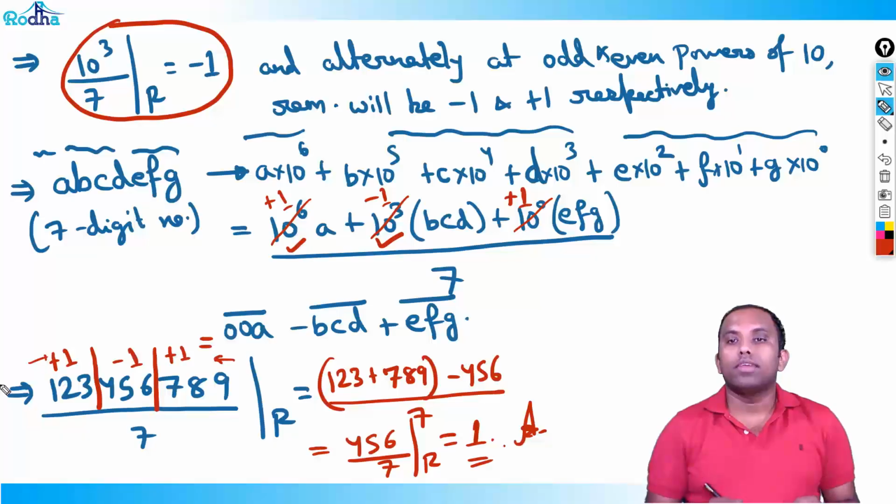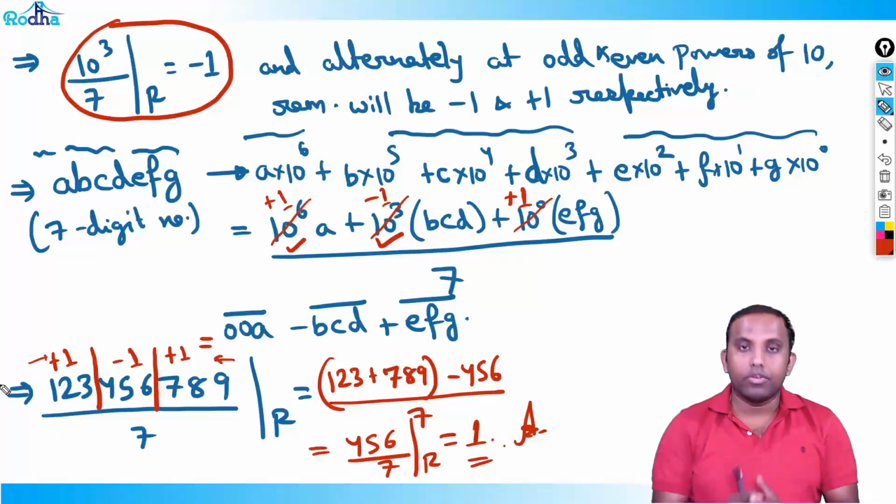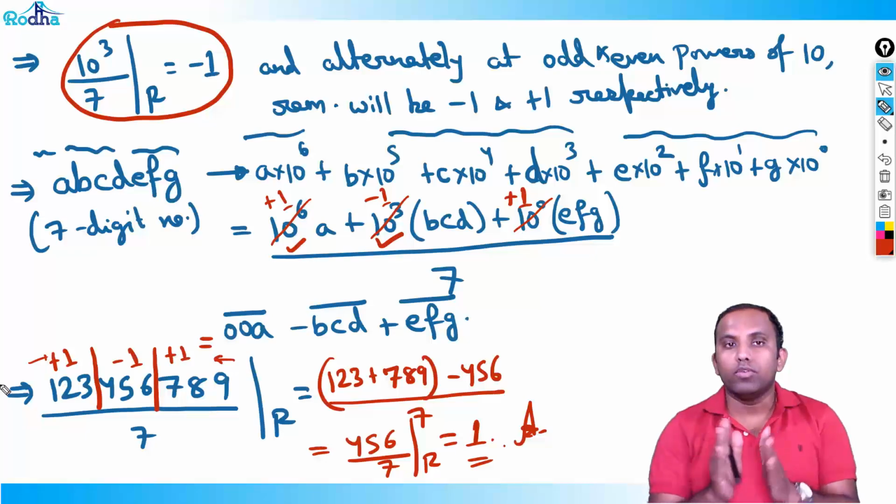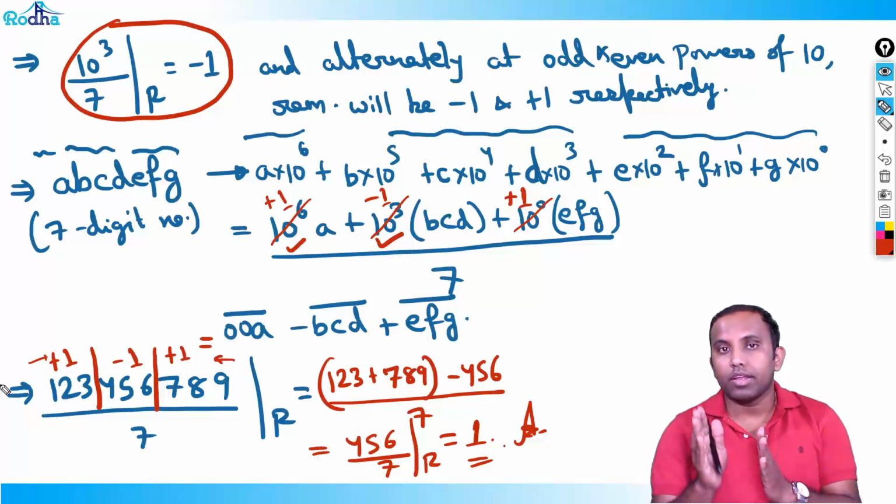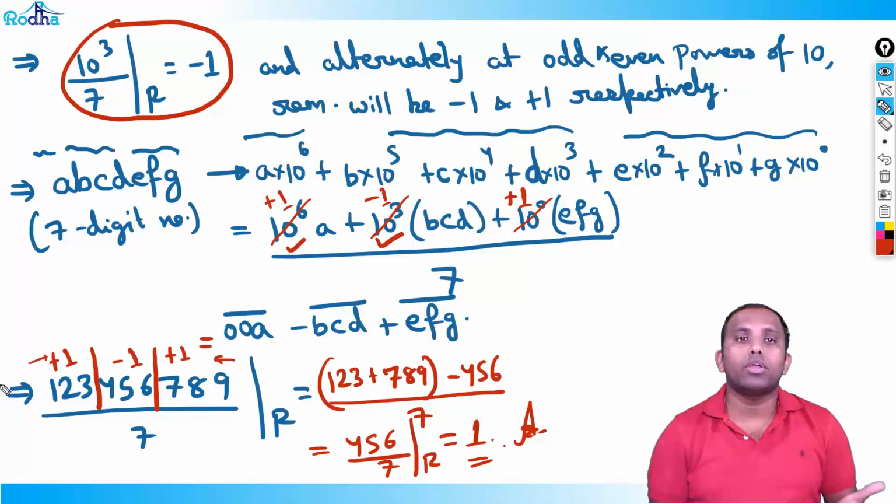So I hope you're getting this concept. This is a very important concept. We're discussing 10 cube by 7. There are rules for 7, rules for 33, rules for 13. All this we can discuss. So do watch this video one more time and get all this concept right. Why am I dividing by 7? Why making groups of 3, 3?